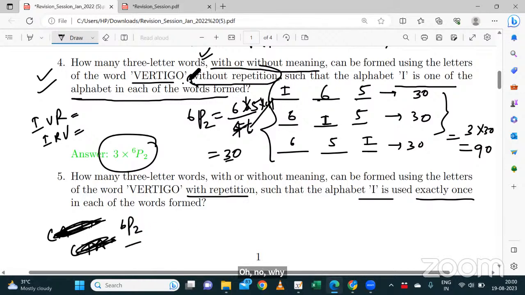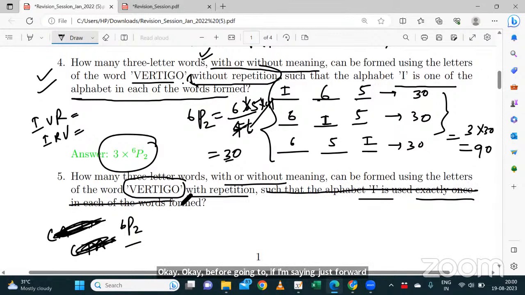Sir, because I will be in the first place only. No. Exactly once doesn't mean you can use I at the first place. See what the question says. The question says I have to form 3-letter words with or without meaning. Before going to that, if I say forget this condition, and you have to form 3-letter words with or without meaning using these letters, in how many ways can you do it? 7 into 7 into 7.